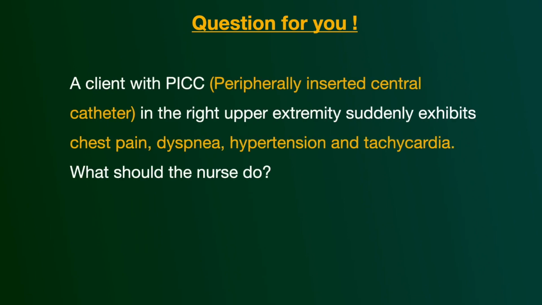Now there is a question for you. A client with a PICC, peripherally inserted central catheter, in the right upper extremity suddenly exhibits chest pain, dyspnea, hypotension, and tachycardia. What should the nurse do? The answer will be discussed in the next video.